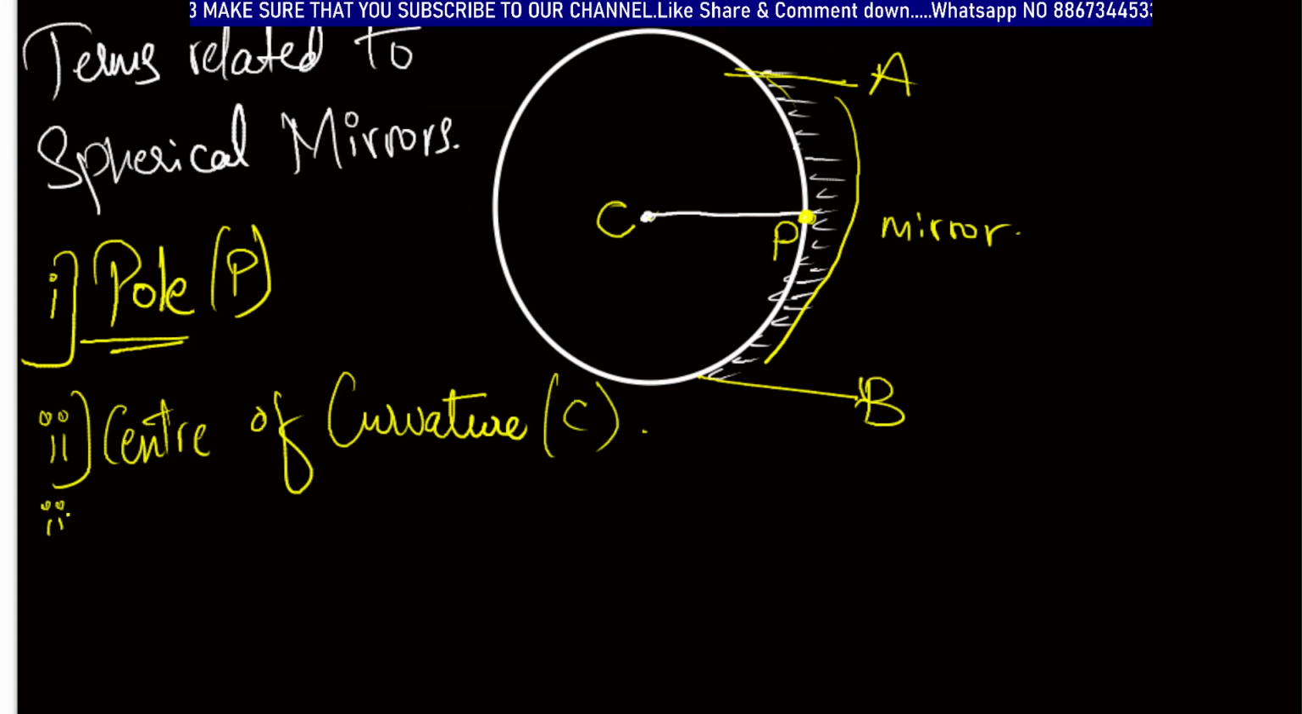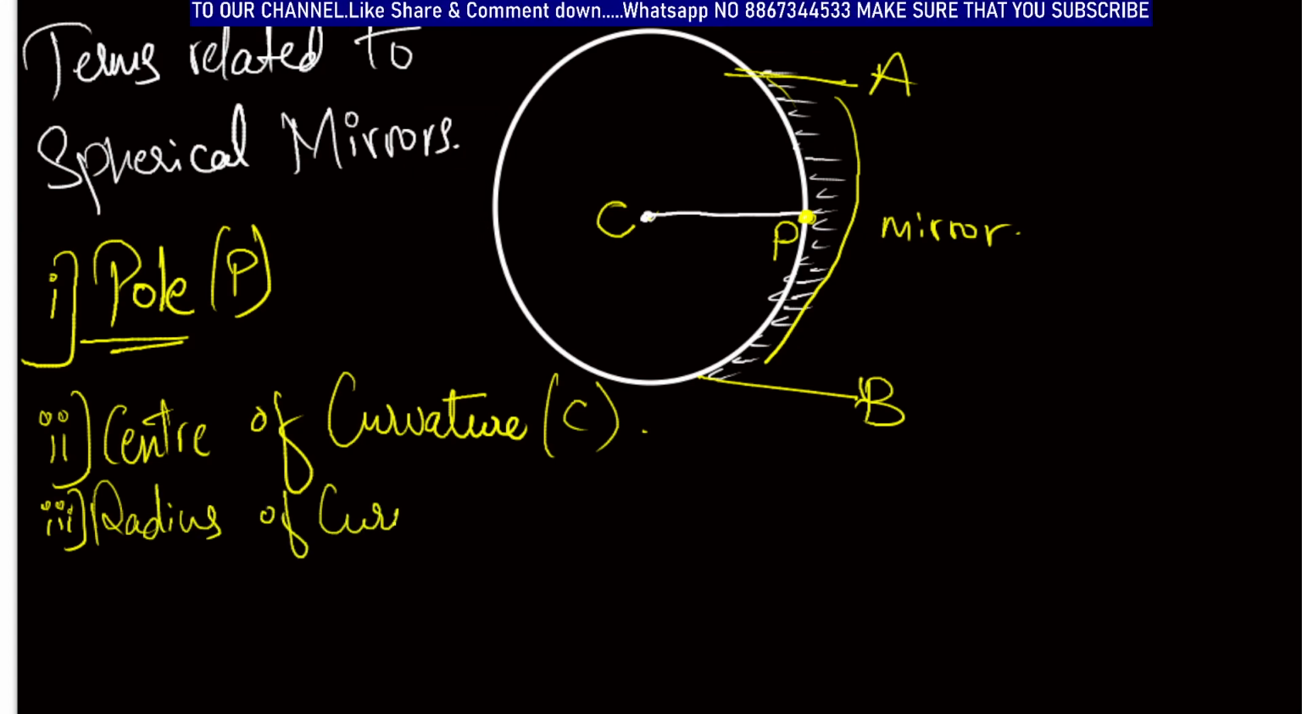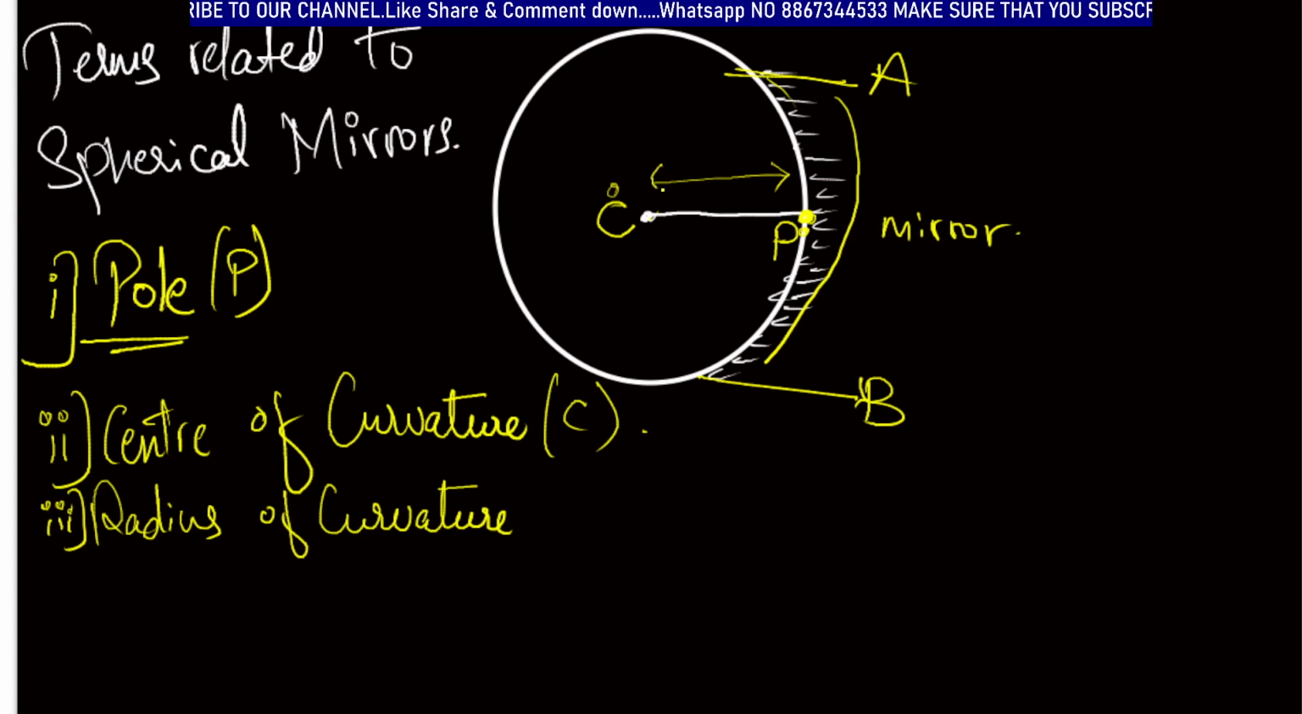The third is radius of curvature. The radius of curvature is the distance between the center of curvature, denoted by C, and the pole P. The distance between these is called the radius of curvature and it is denoted by R.